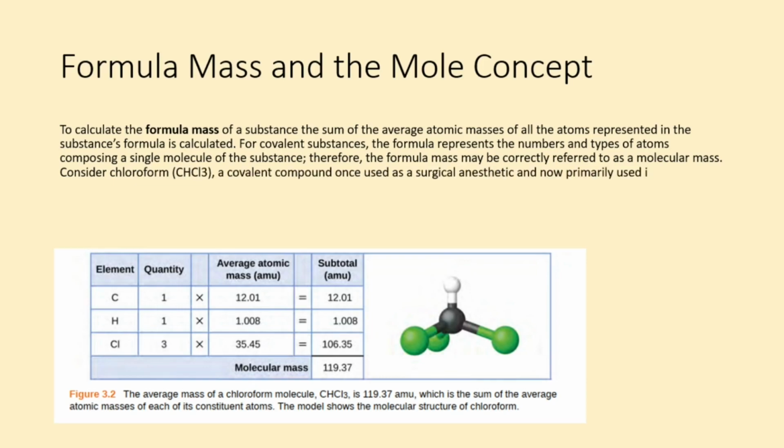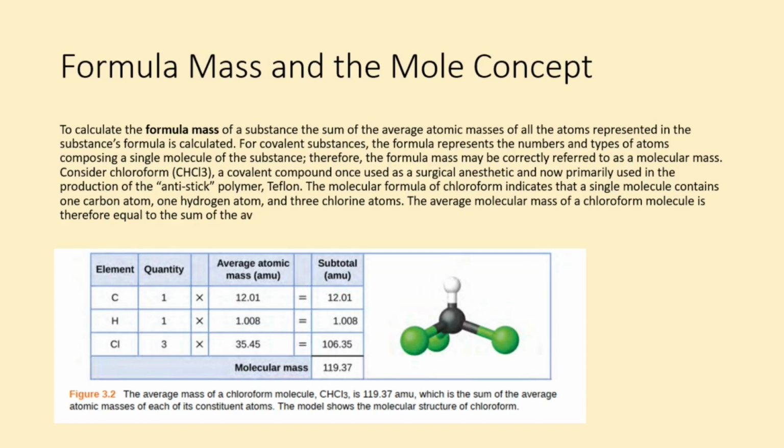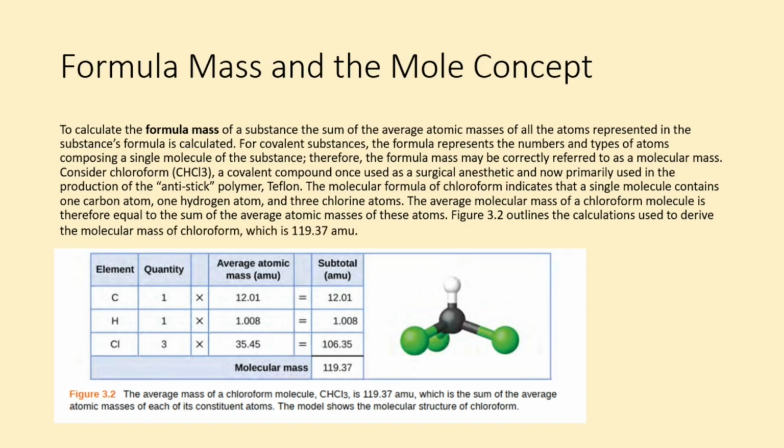Consider chloroform, CHCl3, the covalent compound once used as a surgical anesthetic, and now primarily used in the production of the anti-stick polymer, Teflon. The molecular formula of chloroform indicates that a single molecule contains one carbon atom, one hydrogen atom, and 3 chlorine atoms. The average molecular mass of a chloroform molecule is therefore equal to the sum of the average atomic masses of these atoms. Figure 3.2 outlines the calculations used to derive the molecular mass of chloroform, which is 119.37 amu.